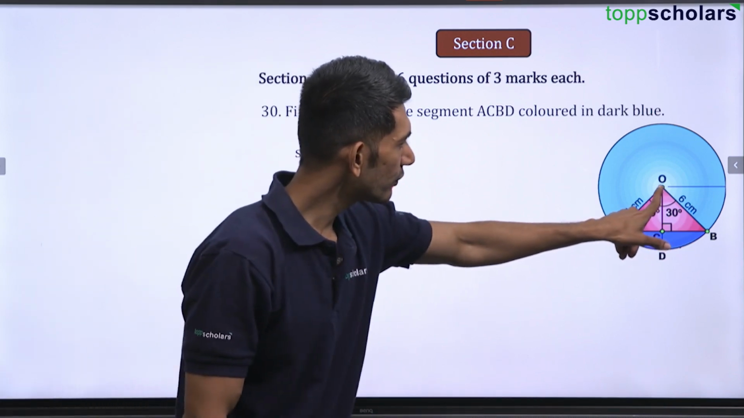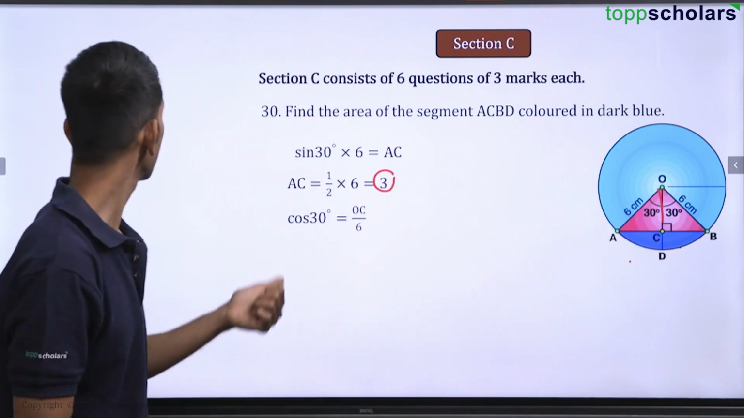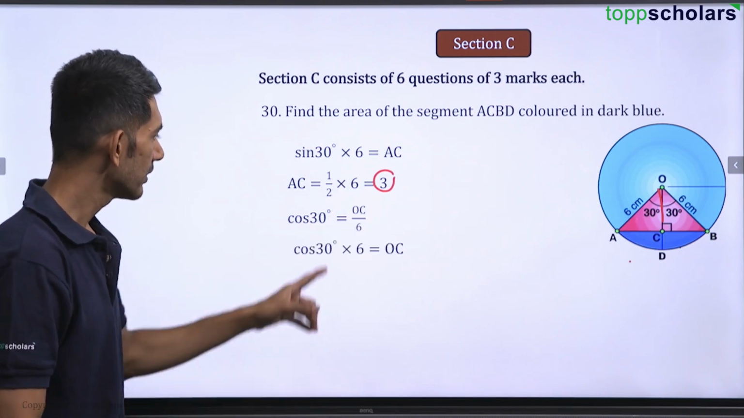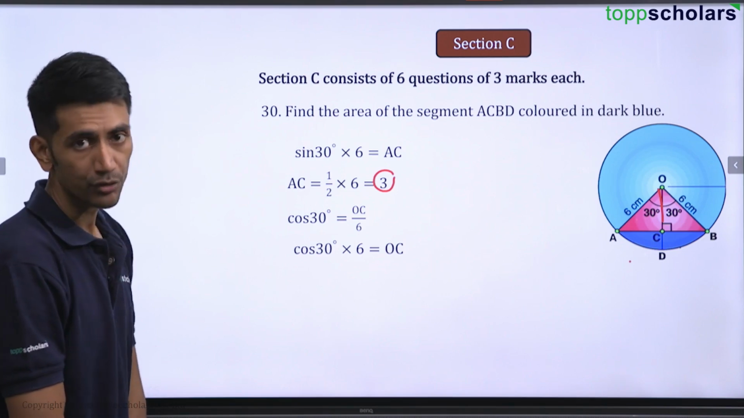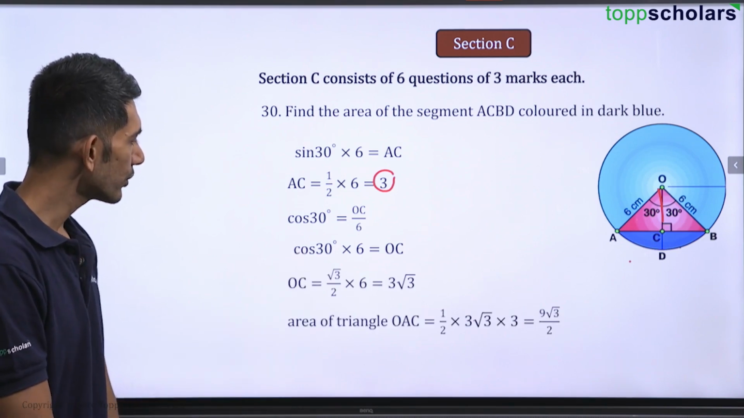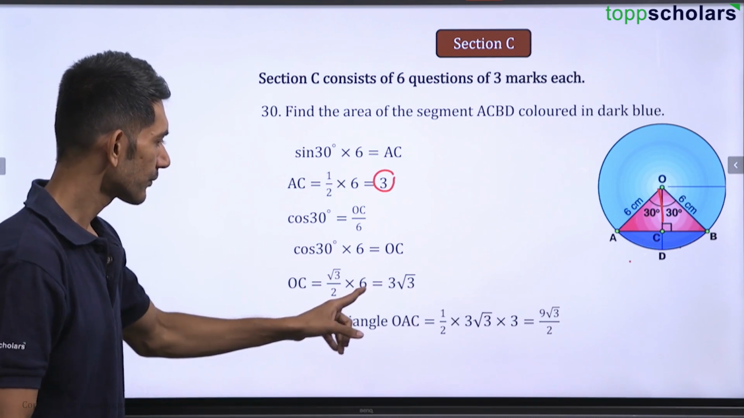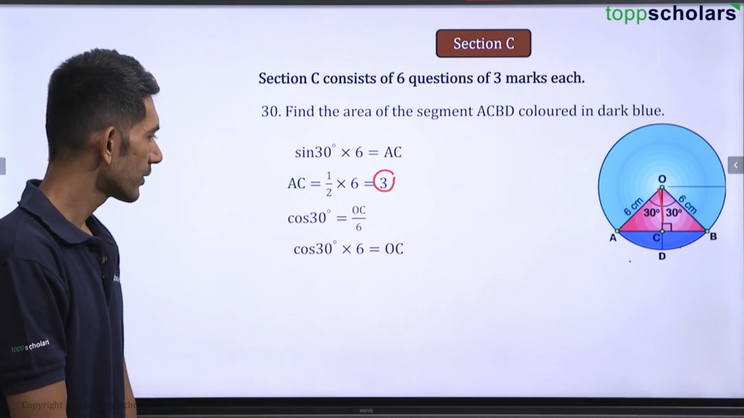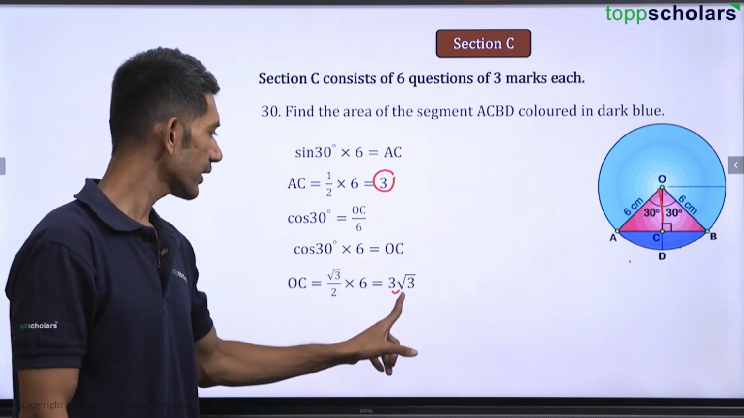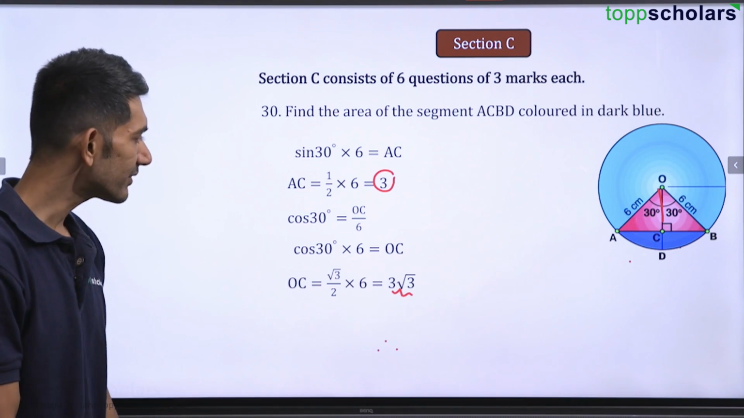Also you need OC of course. So for OC you'll have cos 30. Cos 30 is OC by 6, so OC is 6 into cos 30. Cos 30 is root 3 by 2. So further, root 3 by 2 into 6 will give you 3 root 3, right? So OC is 3 root 3.